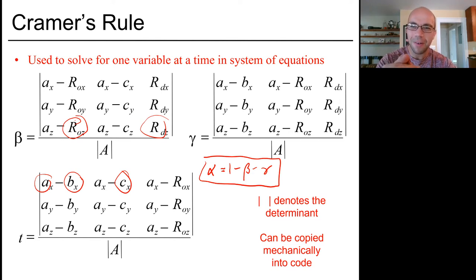So this is pretty cool. It gives you all the information you could possibly want for intersecting a ray with a triangle. And now if you want to check if the ray actually intersects the triangle rather than the plane that the triangle sits in, all you have to do is check to make sure that alpha, beta, and gamma are all bigger than or equal to zero.